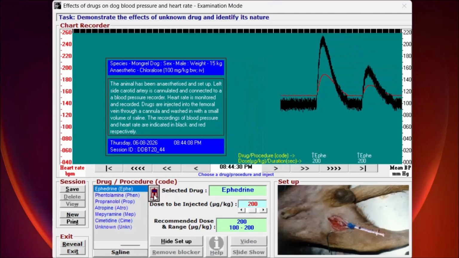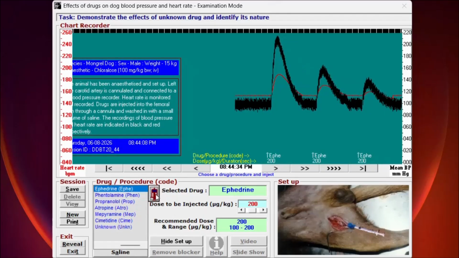Now you can see there is a decrease in the response. Again, we will click the inject button. Further decrease in response. But you can see that it has not reached zero. Why? This is because the tachyphylaxis phenomenon of ephedrine is because of depletion of the neurotransmitters in the presynaptic vesicles. But its direct action on the alpha receptor, that is the alpha 1 receptor, is still present. So that is the reason, even though you are getting a decrease in response, it will not reach zero.